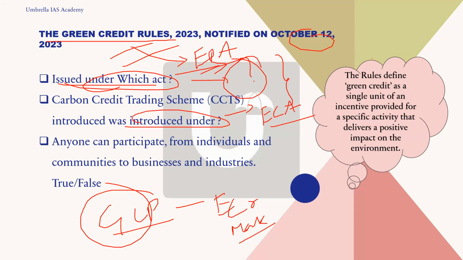Is it true or false? Under green credit rules, anyone can participate from individuals, communities, and business and industries. Yes, this is true. It is clearly given in the notification. So what is the definition of green credit given in the rules? The rules define green credit as a single unit of an incentive provided for a specific activity that delivers a positive impact on the environment.